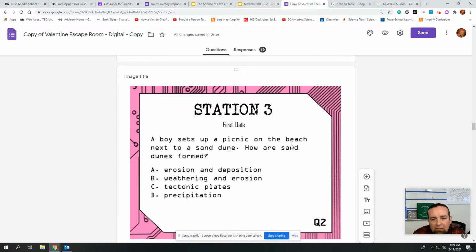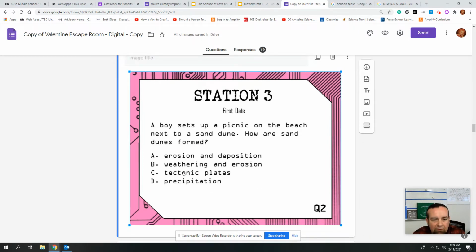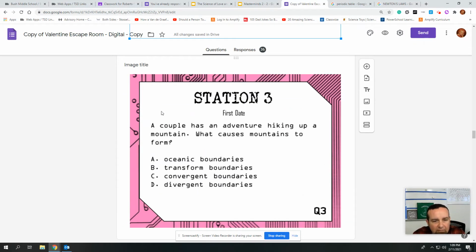Boy sets up a picnic table on the beach next to a sand dune. How are sand dunes formed? Again, if you don't remember these, just look them up. This is stuff I believe that we covered in 7th grade. But the answer is actually erosion and deposition. So that is A.